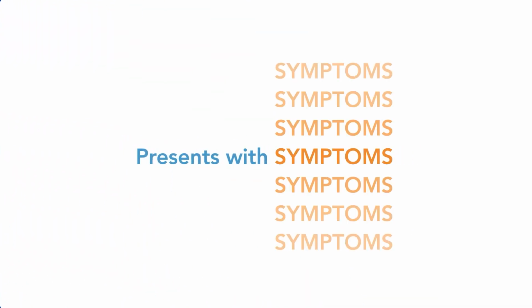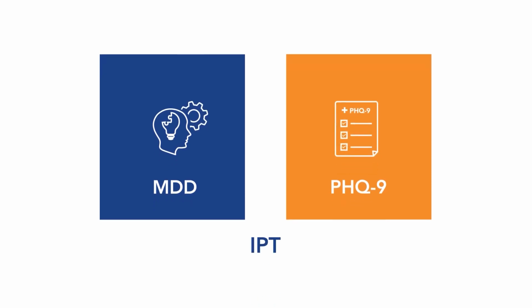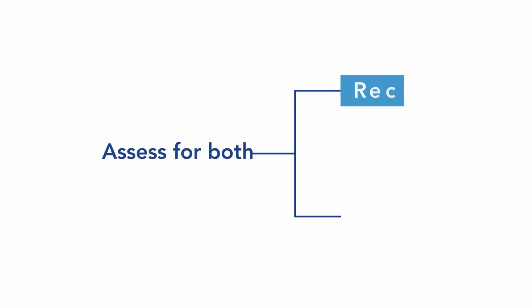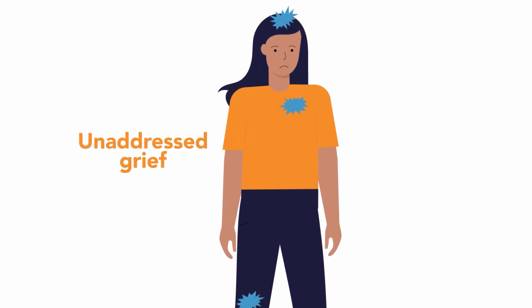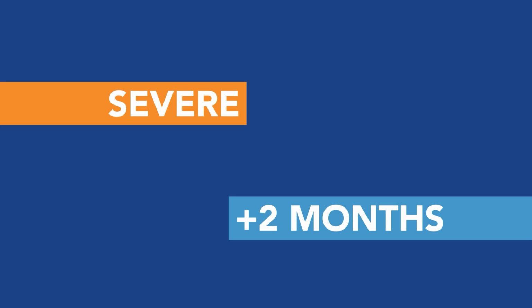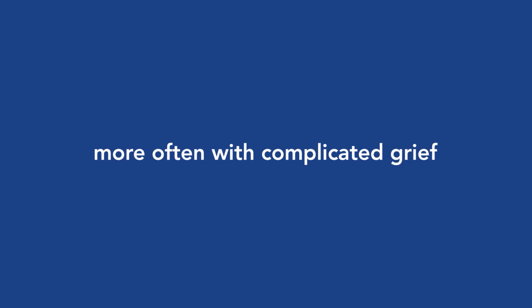If an individual presents with symptoms consistent with major depressive disorder, or scores high on a PHQ-9 assessment, therapists practicing IPT should carefully assess for loss in the person's life. It's important to assess for both recent loss as well as past loss, since unaddressed grief often has a tendency to lay buried, manifesting as complaints which may seem entirely unrelated, such as somatic symptoms. In IPT, complicated grief is typically assessed if the grief is severe and lasts more than 2 months, but this may vary across cultures. Excessive guilt and suicidal thoughts are also more often associated with complicated grief.